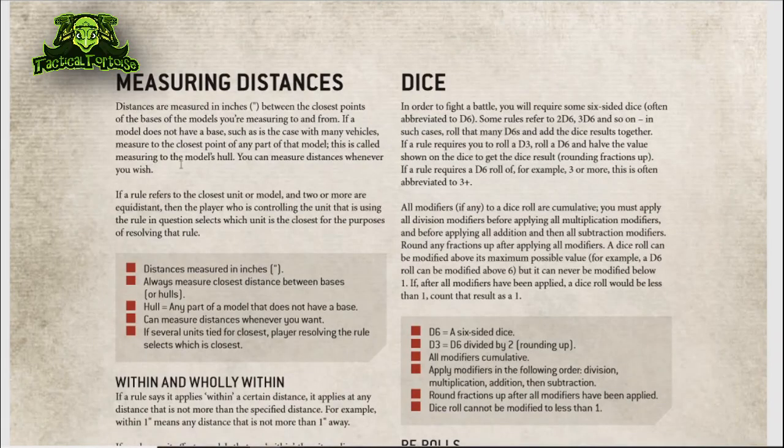Over in measuring distances, the base rules for measuring distances have changed to define measuring to a model's hull, which is now the closest point of any part of that model. So this will include outstretched bits like wings, guns, or antenna, things like that. As long as it's the closest point of the model at all, you can measure to it, as long as it doesn't have a base. If it still has a base, you'll measure to the closest point of a base. But if you are a tank, then your outstretched parts could be used to measure to and from. In addition, we do have some additional rules for how those should be oriented in the movement phase that we'll talk about a little bit later.